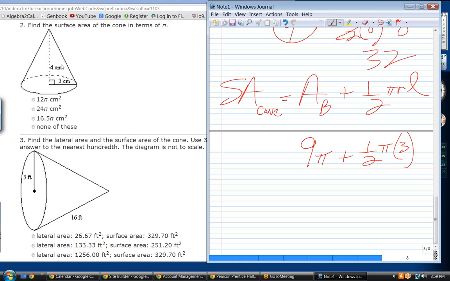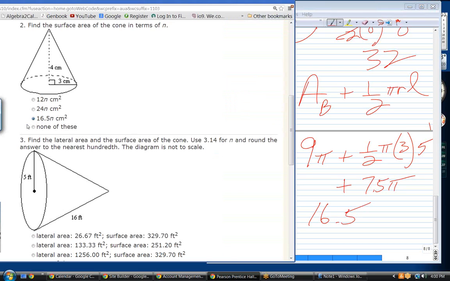What's the slant height? You'd have to do it with the Pythagorean theorem, unless you recognize that that's a special triangle. What kind of triangle is that? A 3, 4, 5 triangle. So the slant height is 5. So we have 9 pi plus 7.5 pi, so we have 16.5 pi. All right.